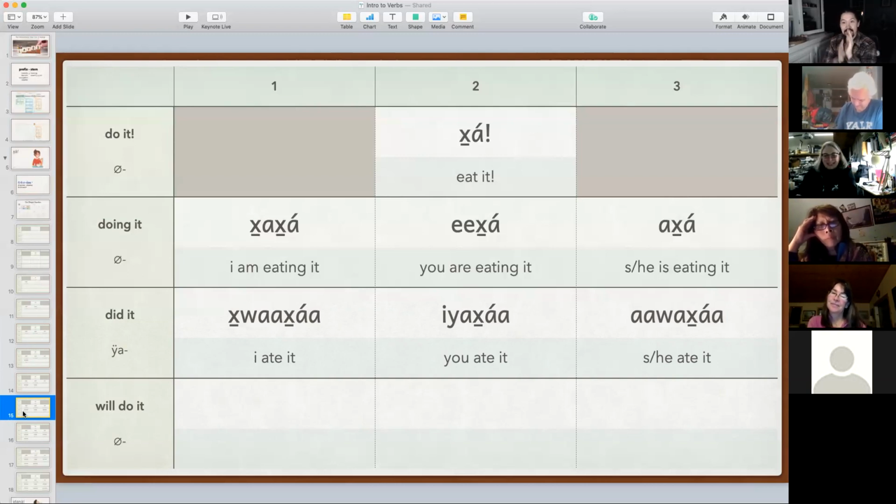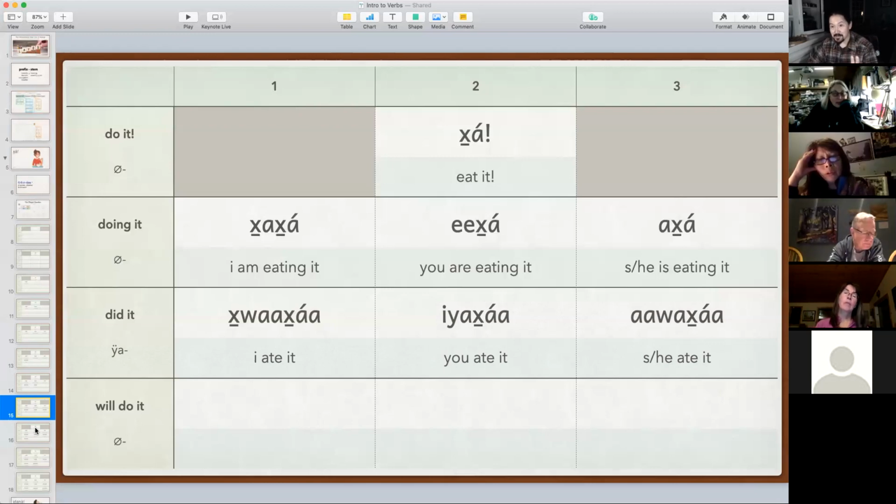Okay, we just keep looking at it. I will eat it. And when I do this at the beginning level, I just show them. But you guys aren't beginners. Kakwaha. Yeah, kakwacha.